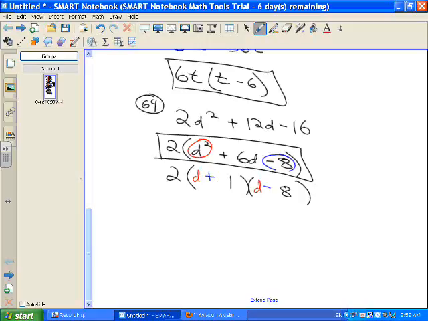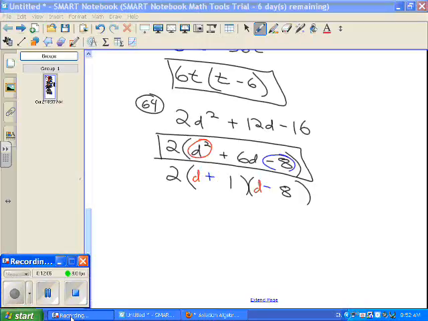Any other questions? No. Okay, pretty good with factoring now. Kind of refresh your memory there from Algebra 1. Yeah. All right, let's see what else we got.